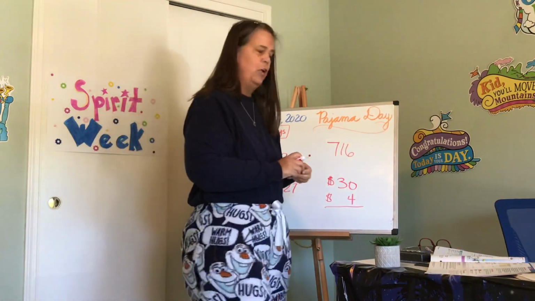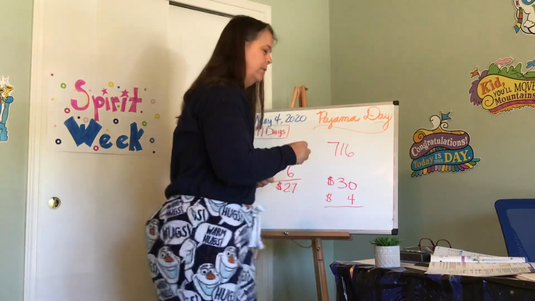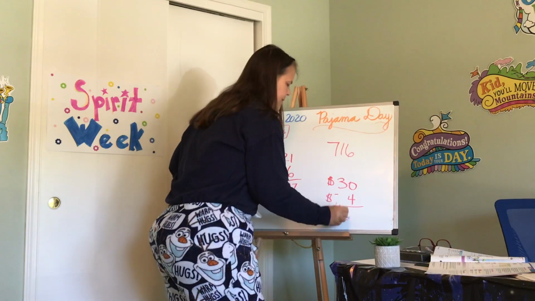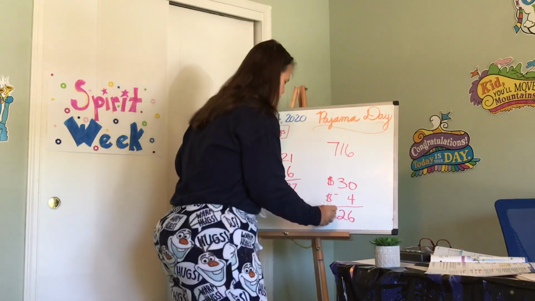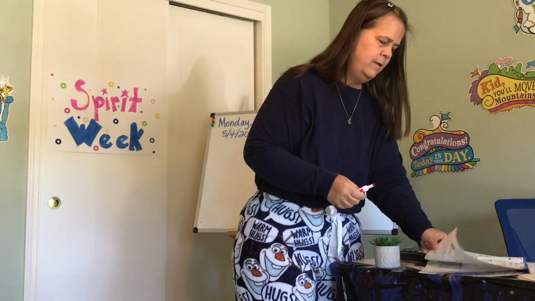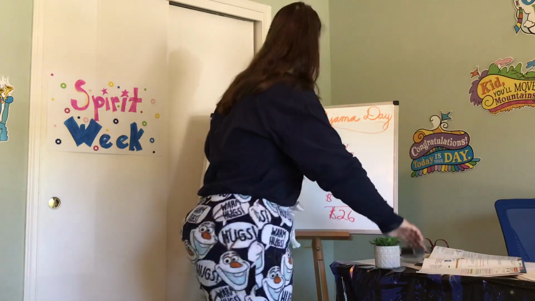All right, so what did Brian do? He withdrew, he took out. So what do we do? Subtract. 30 minus 4 is $26. Okay, good. Let's move on. Go ahead and do 3 and 4.